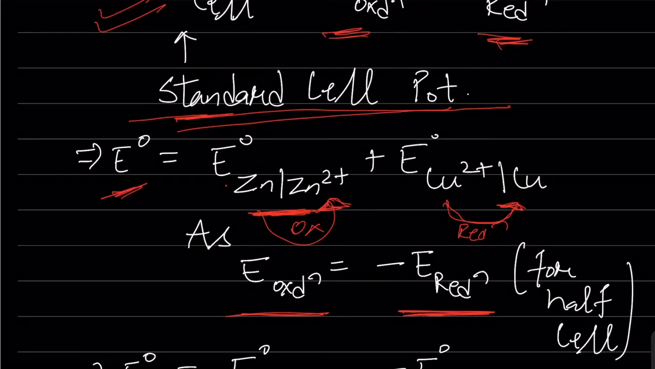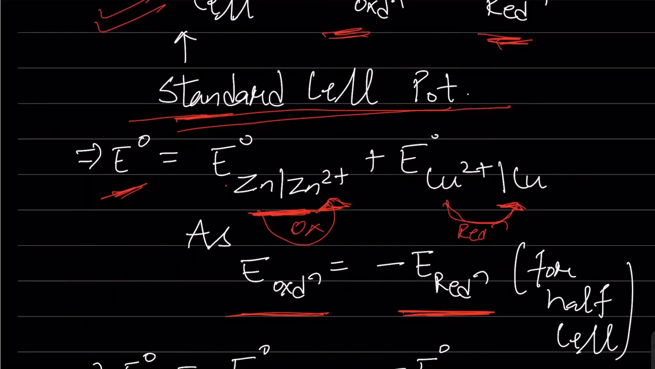For a half cell, oxidation potential is negative of reduction potential. For example, zinc has got minus 0.41 volt as reduction potential. So oxidation potential will be 0.41 volt positive. This is reduction potential, this is oxidation potential. Negative negative will become positive. Everybody understands that?